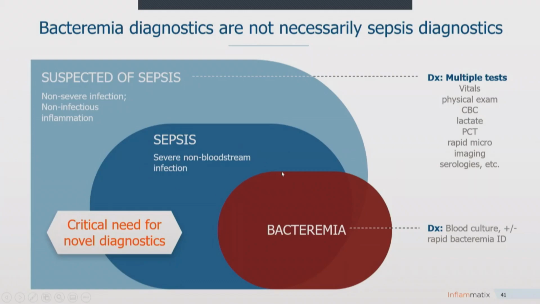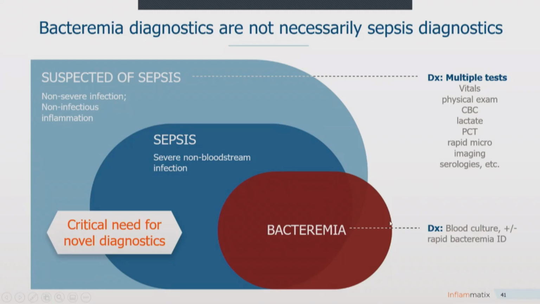And the reality is that we don't necessarily just want diagnostics for patients with sepsis. We want diagnostics for patients that are suspected of sepsis, some of whom may not have an infection, some of whom may have an infection that's not coupled with life-threatening organ dysfunction. And so there's really a critical need for novel diagnostics for the presence of an infection across the whole spectrum.